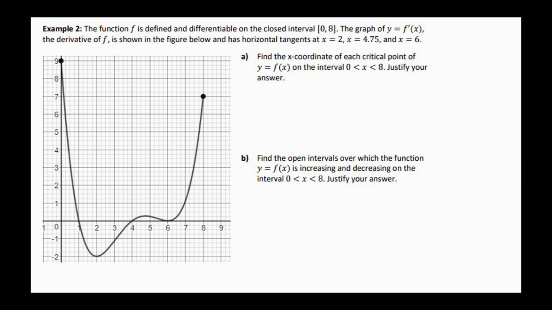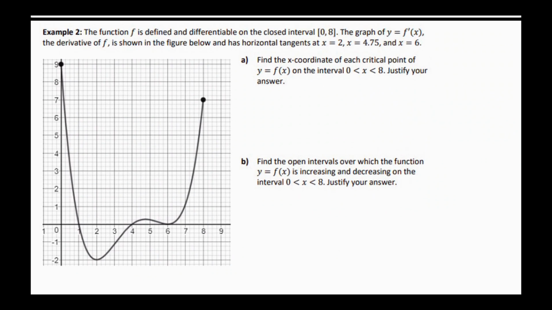Concave up, concave down. So concave up, concave down, we said when the slope of the graph is positive, concave up. When the slope of the graph is negative, concave down. Okay. So from 2 to 4.75, or from 6 to 8, that's where it's concave up, because f double prime is positive. And from 0 to 2, or 4.75 to 6, concave down, since f double prime is negative.